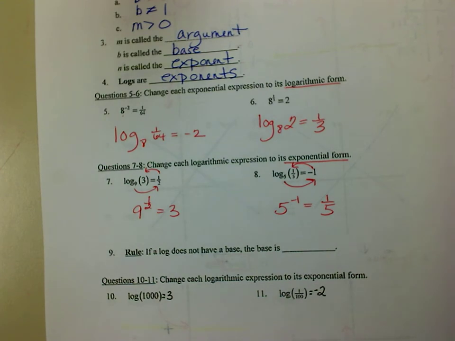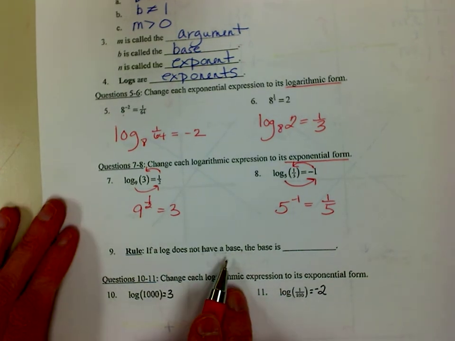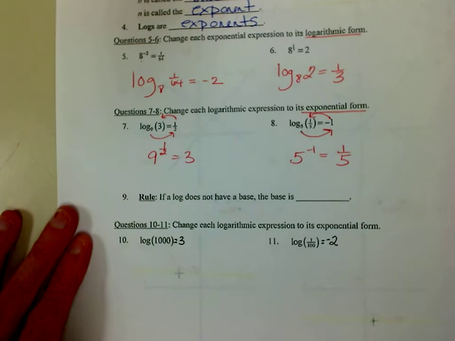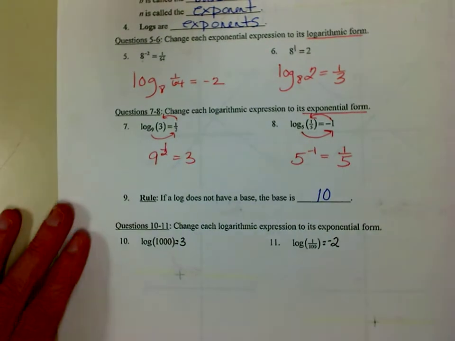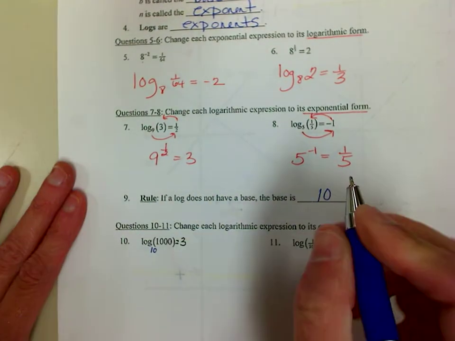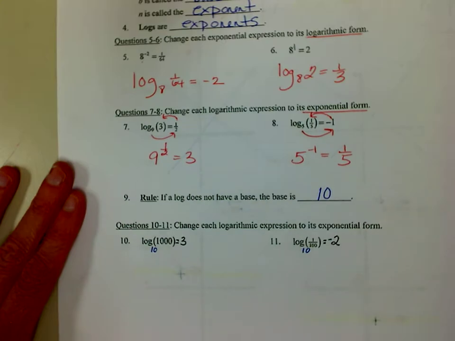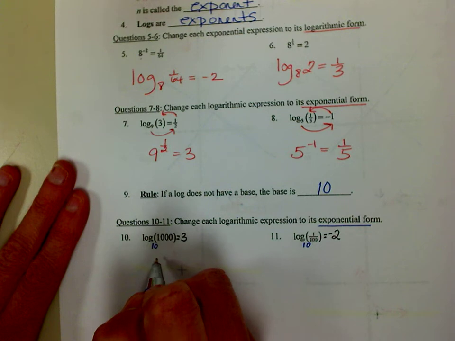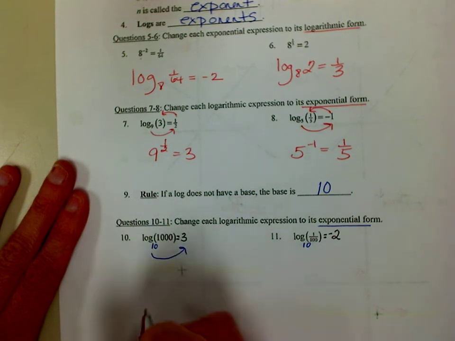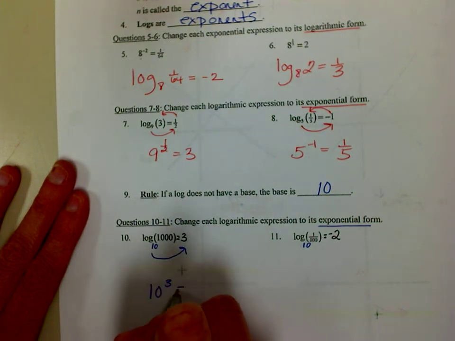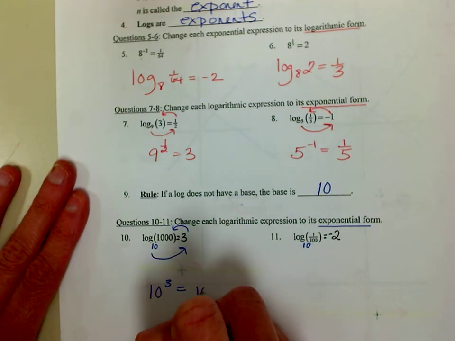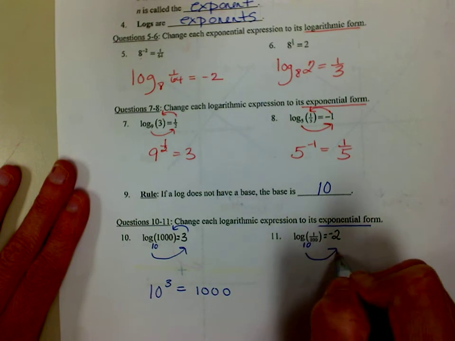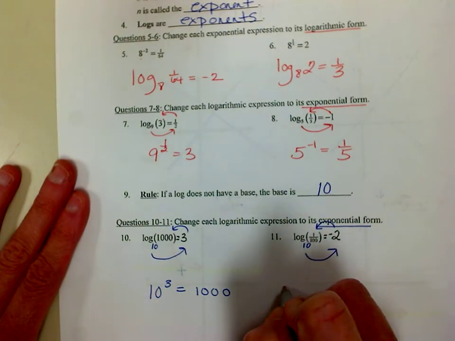Okay, now there might be a time where a log does not have a base, like these two. I don't see a little number there. If that's the case, the base is always 10. So I'm going to put a 10 in here. Okay, and now I'm going to rewrite this. I'm going to change these to exponential form. This is my base, that's my exponent, and this is what it's equal to. On this one, this is my base, this is my exponent, and that's what it's equal to.